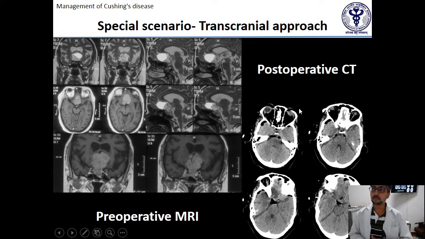Lastly, a transcranial approach was done for this case, which was a giant pituitary adenoma, multi-compartmental. And again, the idea is to tailor the surgical approach as per the patient's requirement and do justice for them.